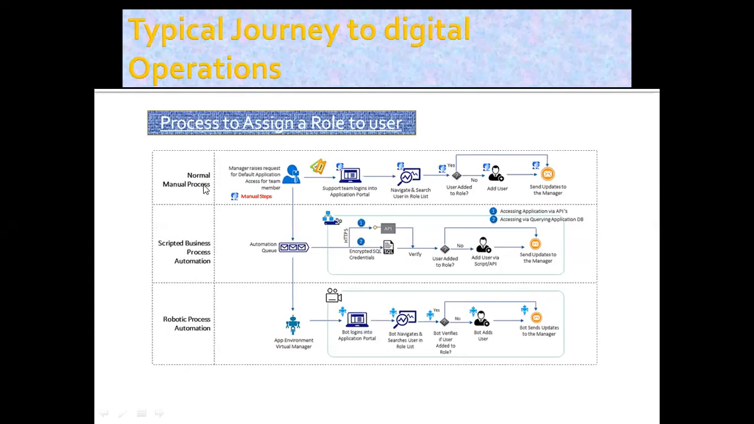So what will happen when you want to assign a role in the manual process? A manager raises a request for default application access for a team member. What will that person do? He will log into a system, navigate and search whether that user has that role assigned or not, and what role is to be assigned. He will search for it, and if it is not assigned to him, he will assign it.